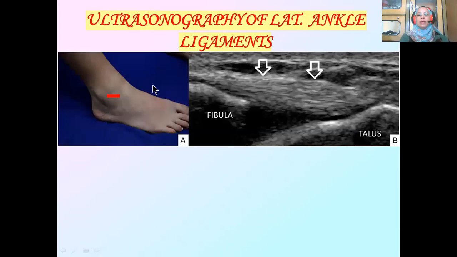Now, we must examine by ultrasound the important ligaments at the lateral ankle. The two most important ligaments to be examined, commonly injured during lateral ankle sprain, are the anterior talofibular ligament and calcaneofibular ligament. To examine the anterior talofibular ligament, this is the probe position. The posterior end of the probe is applied at the anterior edge of lateral malleolus, and it should be directed transversely, parallel to the floor or parallel to the sole of foot.